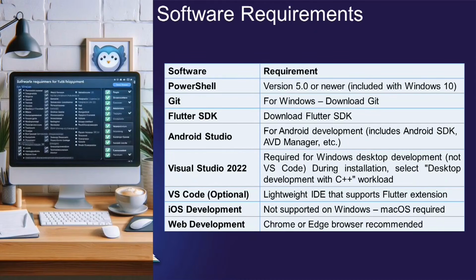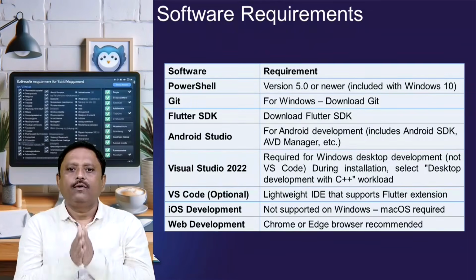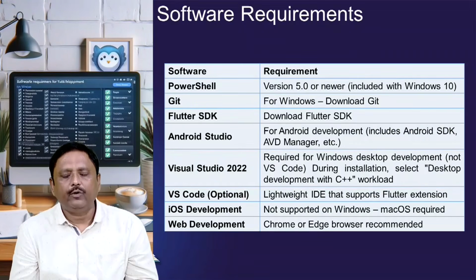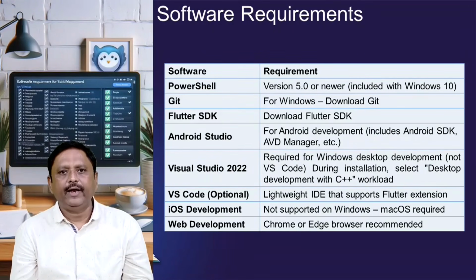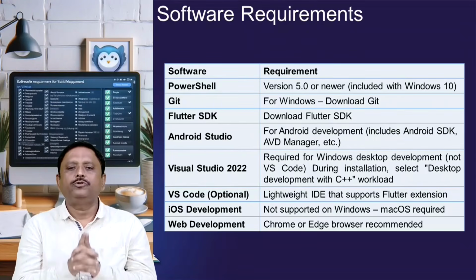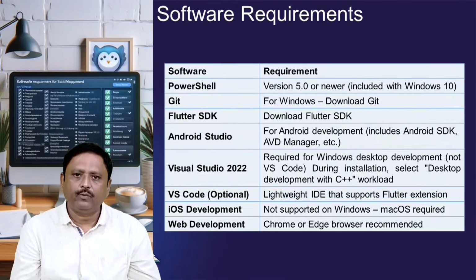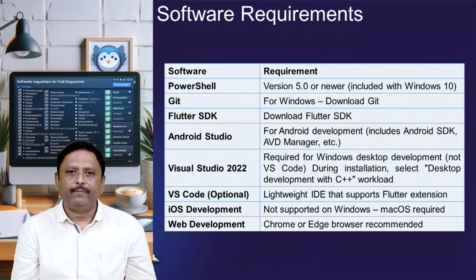We require Git for Windows. You can download Git. Then we require the Flutter SDK. You can also download the Flutter SDK from its site. Then we require Android Studio for Android development, which includes the Android SDK, AVD Manager, etc. Then Visual Studio 2022 is required for Windows desktop applications.